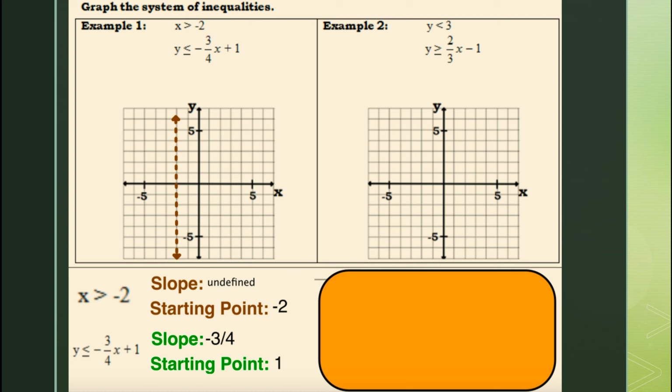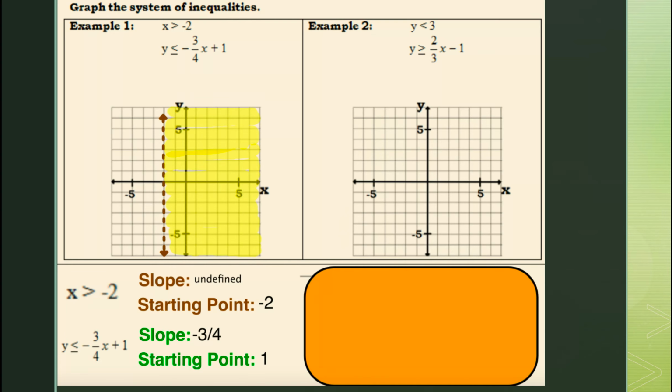So if we look at the first one and graphing it, we're going to have a vertical line where it passes through -2. And because it says x is greater than -2, we know we're going to shade everything to the right because it's greater. When you shade to the right, the numbers are greater than -2 for the x on the x-axis. So it'll look something like this, okay?